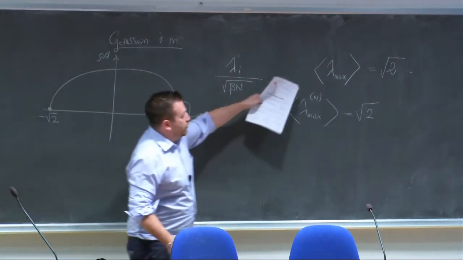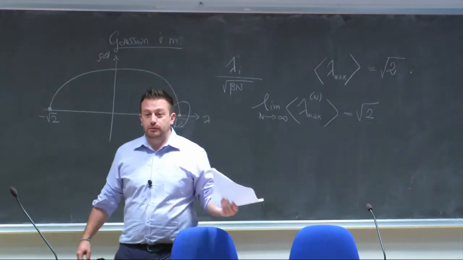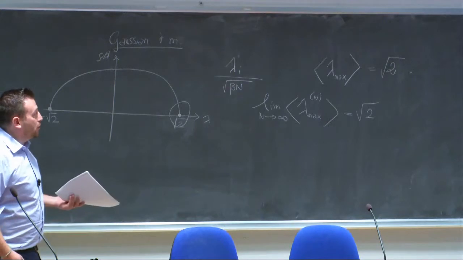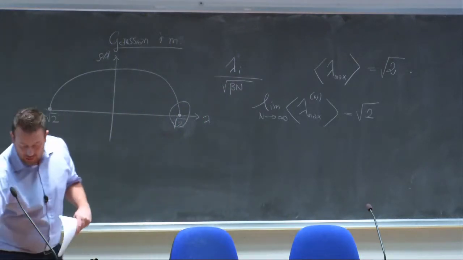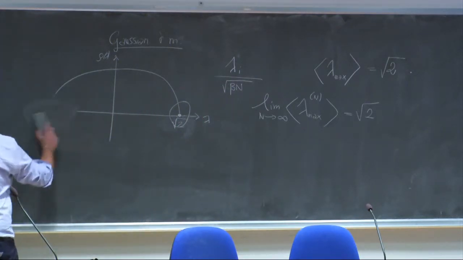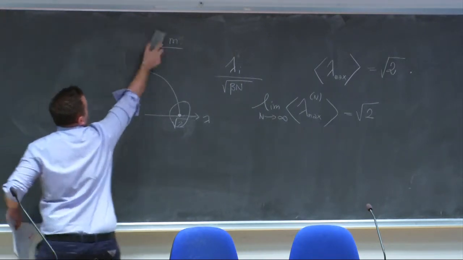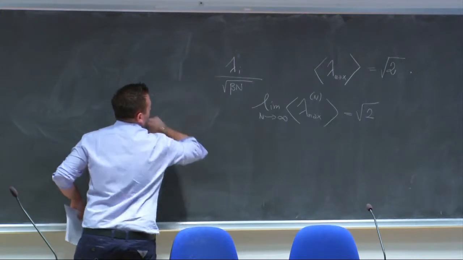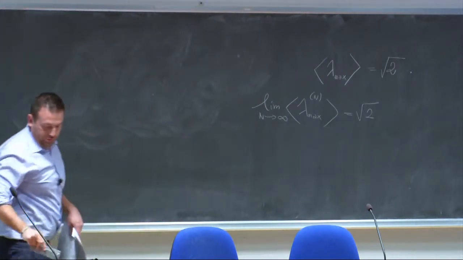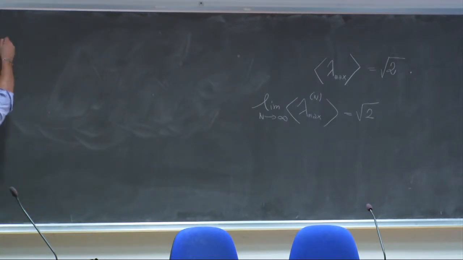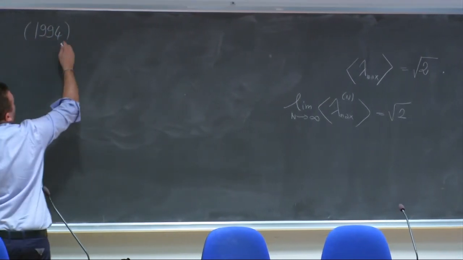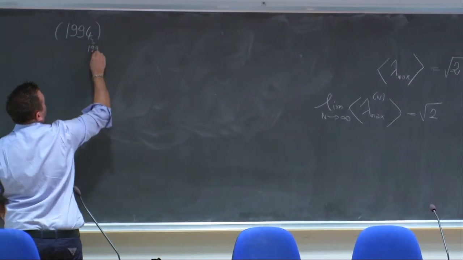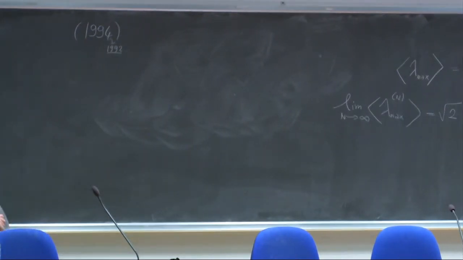Good. So what about the fluctuations of the largest eigenvalue? For example, what is the full distribution of the largest eigenvalue? Well, this problem was a very important and difficult one for a long time. Now I give you one result, and then we will try to understand why this result is so important. So this result is due, well, the official date is 1994, although in 1992 we already knew quite a good deal of information about this problem.